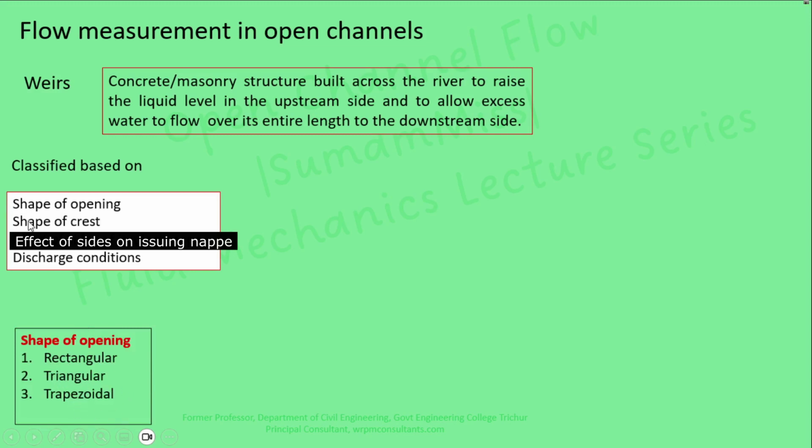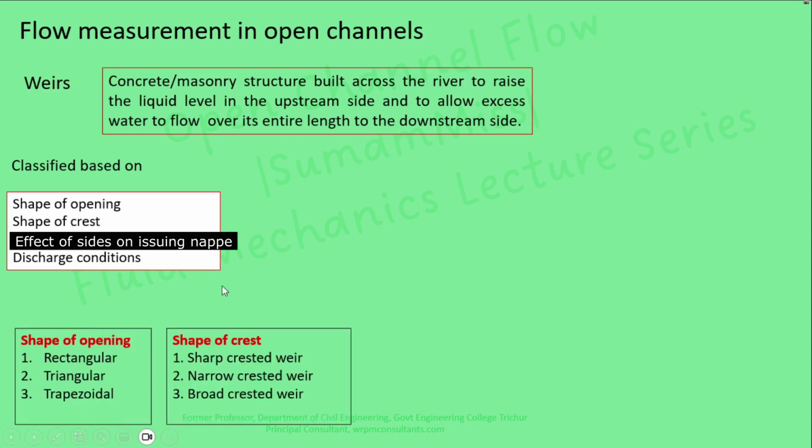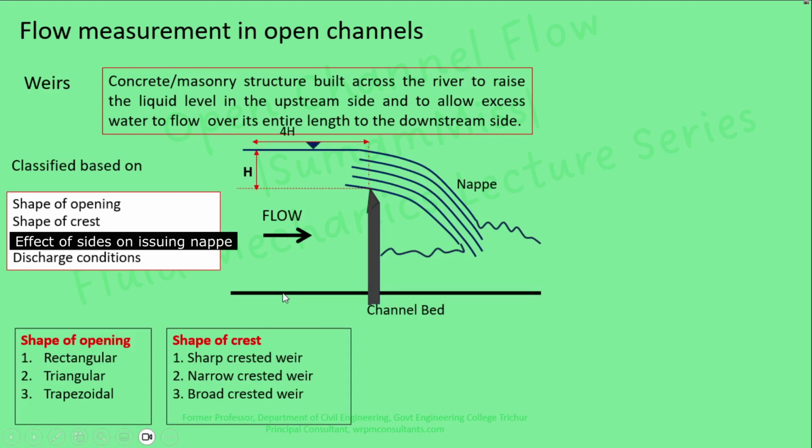trapezoidal weir. And based on the shape of the crest, we can classify the weir as sharp crested weir, narrow crested weir, and broad crested weir. Figure shows a sharp crested weir. A sharp crested weir has a sharp upstream edge made by means of a metallic plate embedded in concrete or masonry. Water, while flowing, touches only the upstream edge and flows free of the downstream edge.